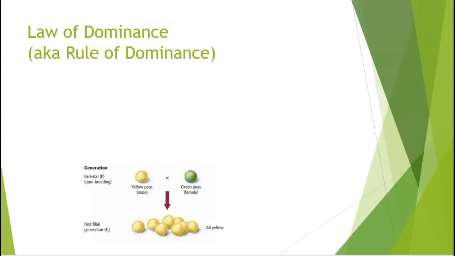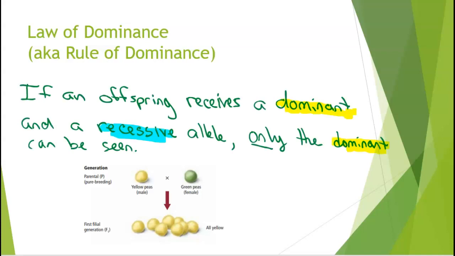The law of dominance explains that if an offspring receives a dominant and a recessive allele, only the dominant can be seen. When we're talking about this, we're talking about phenotypes, the outward appearance that we can see.